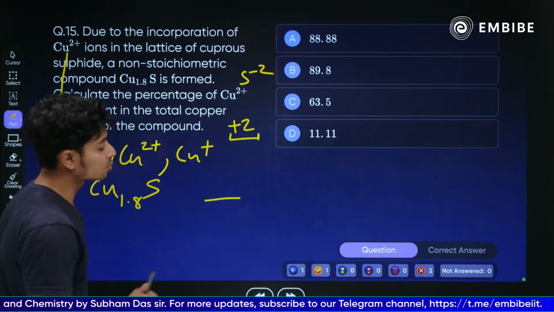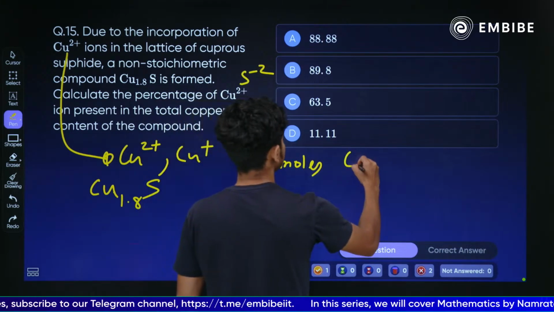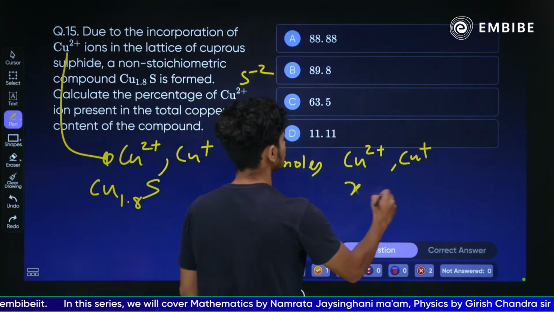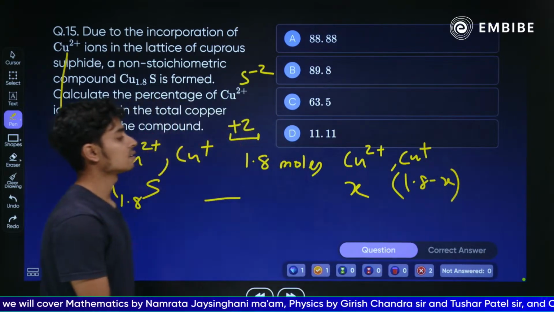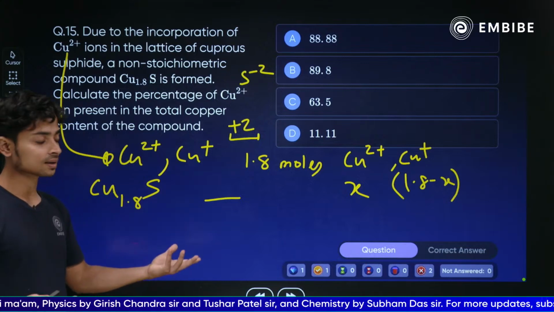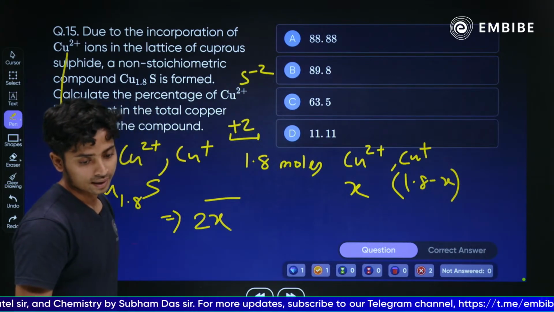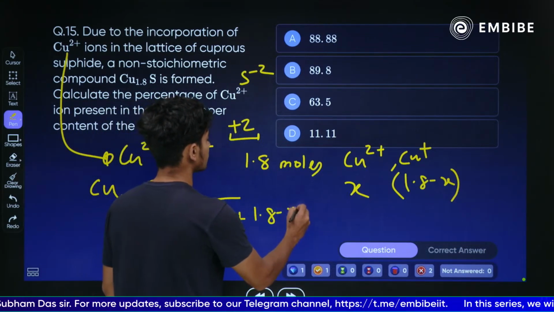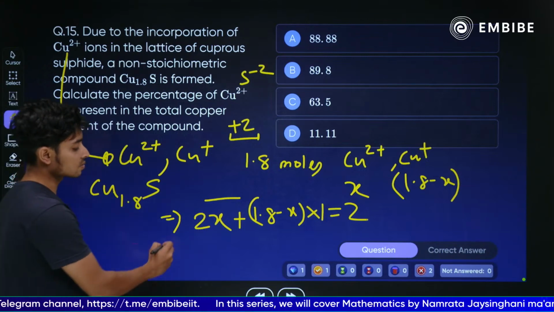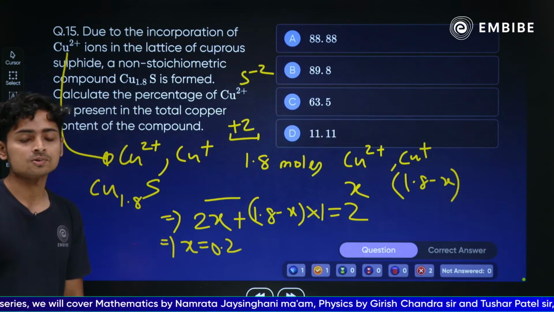So you can calculate. If you take 1.8 moles of Cu2 plus and Cu plus, the total moles is 1.8. x moles will be Cu2 plus, 1.8 minus x will be your Cu plus. Total charge has to be plus 2 because the total negative charge is minus 2, and the ionic compound is neutral. Even in this lattice that neutrality has to be maintained. So 2 into x plus (1.8 minus x) into 1, the charge of plus 1 on the Cu plus ion, is equal to the net charge, plus 2. If you solve this equation, x should come 0.2. So Cu2 plus number of moles in 1.8 moles will be 0.2.